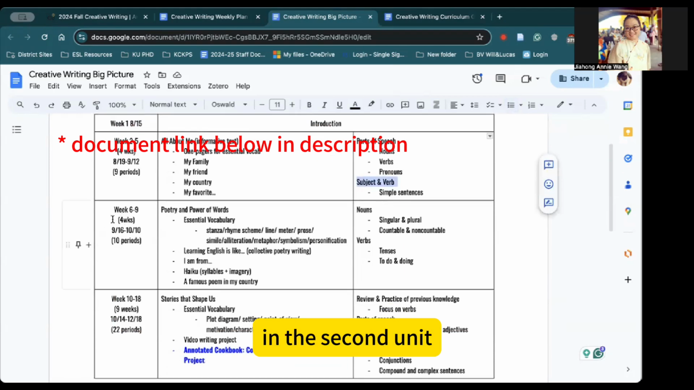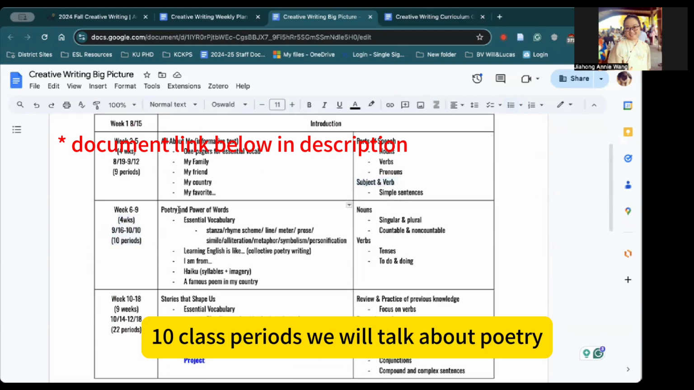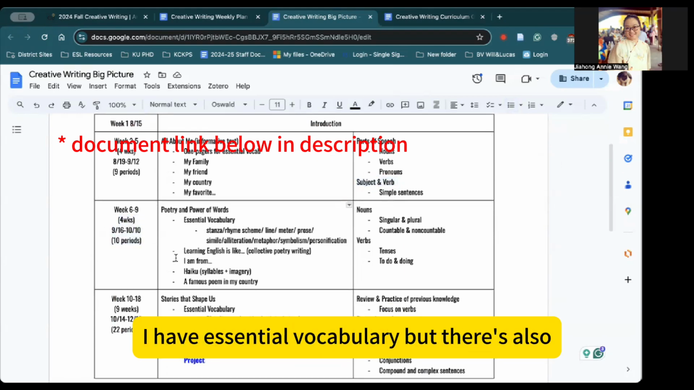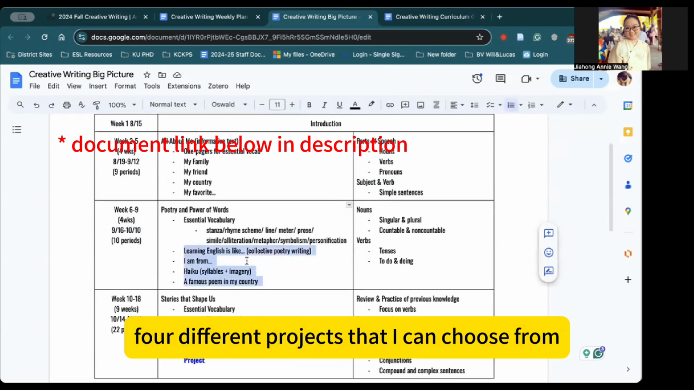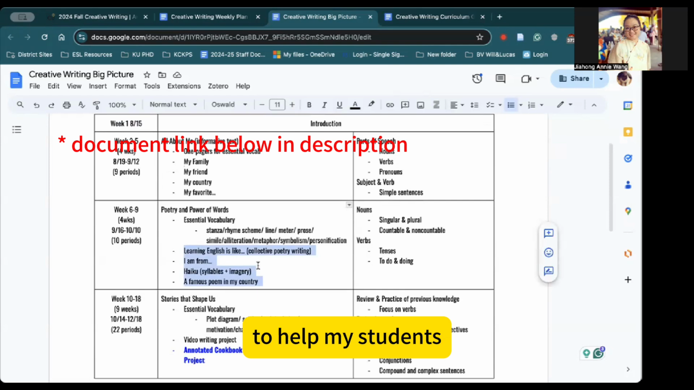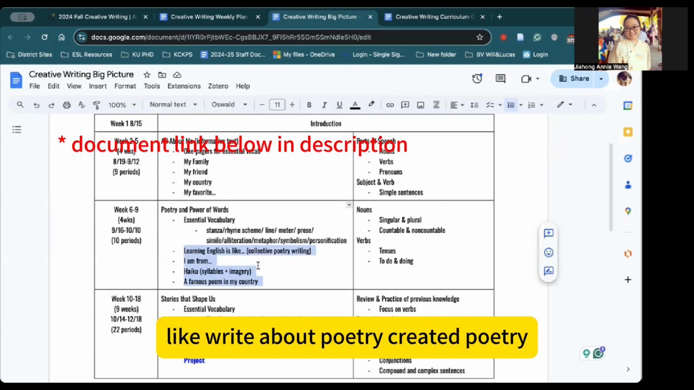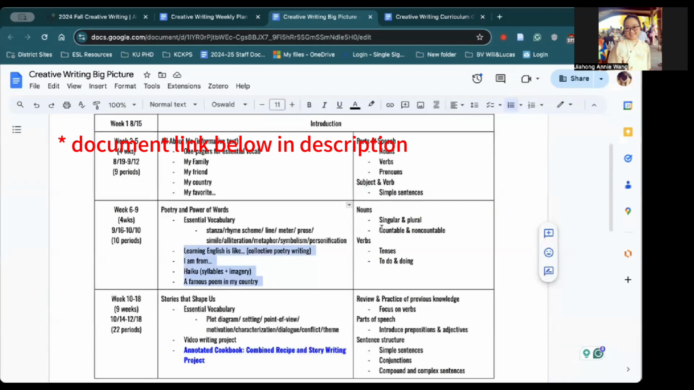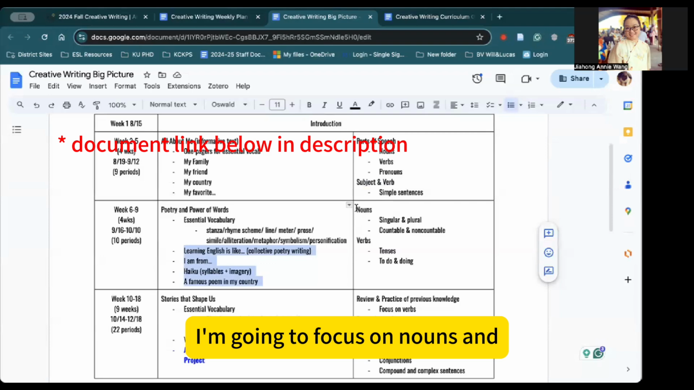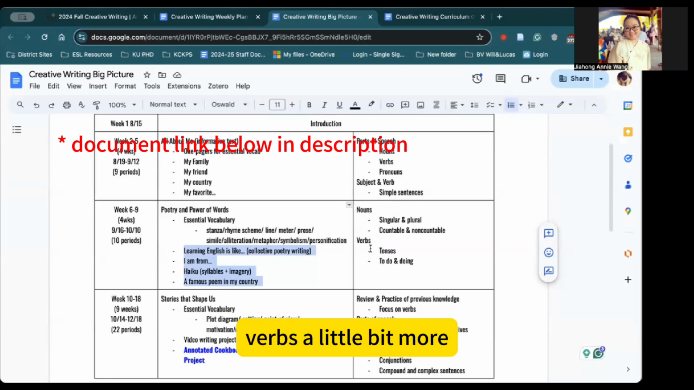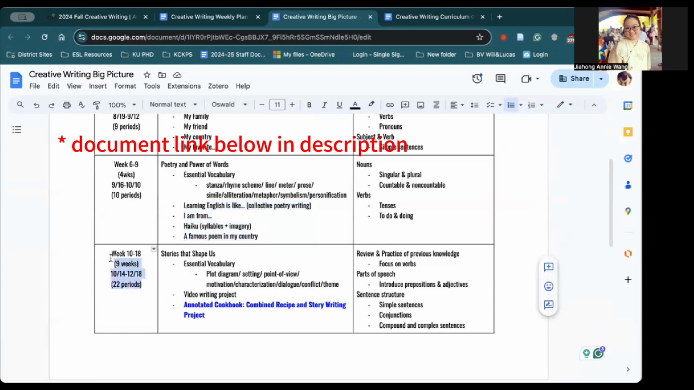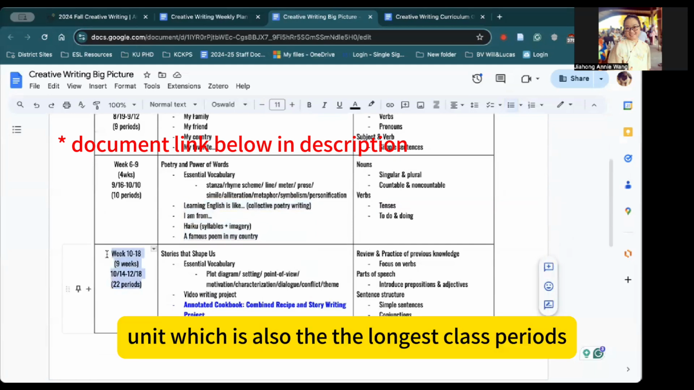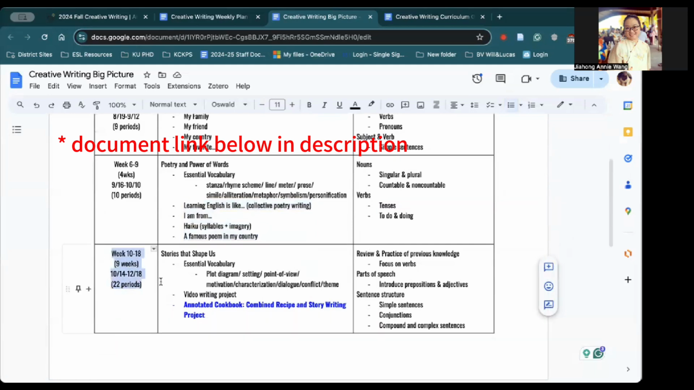In the second unit, 10 class periods, we will talk about poetry. I have essential vocabulary, but there are also 4 different projects that I can choose from to help my students write about poetry, creative poetry, and understand poetry. For the language part, I'm going to focus on nouns and verbs a little bit more to elaborate on those 2 terms.